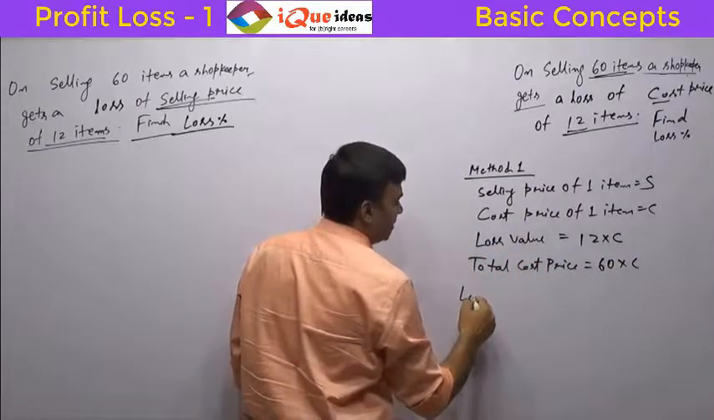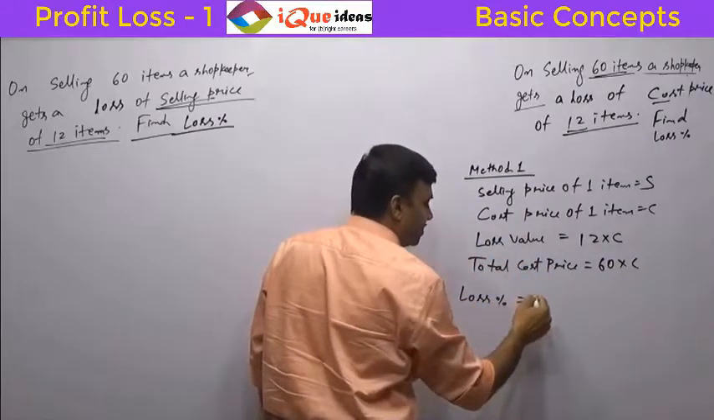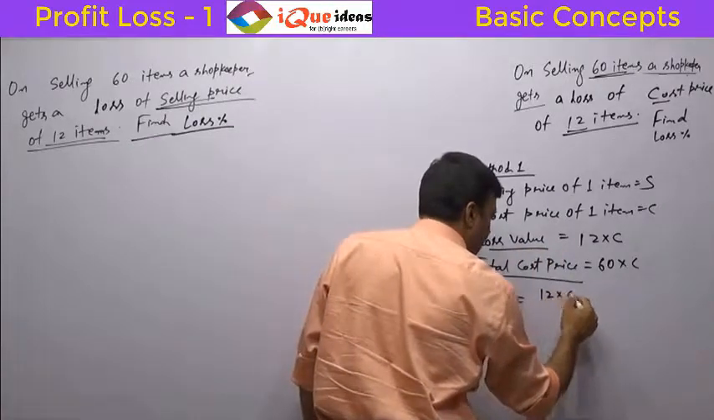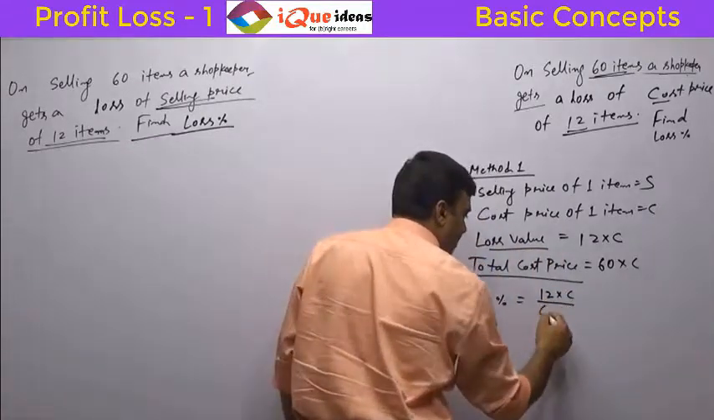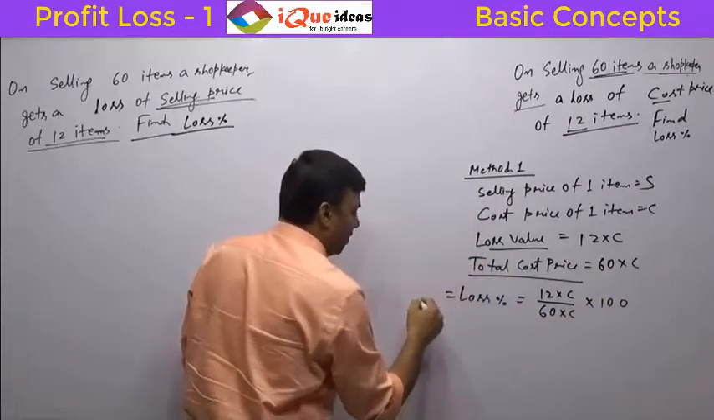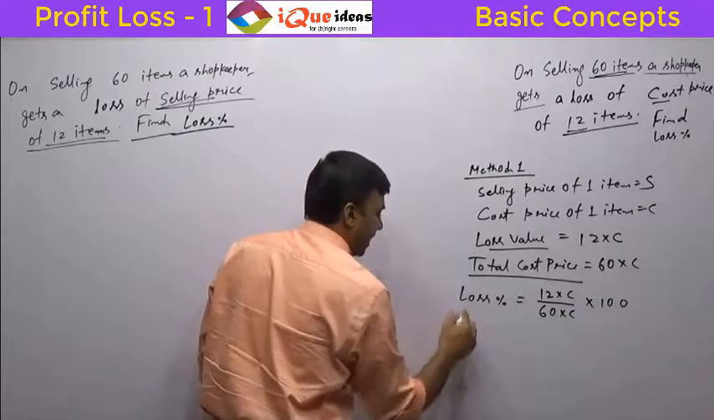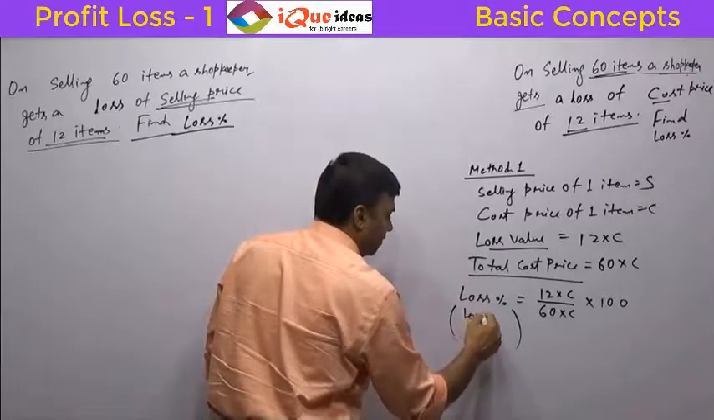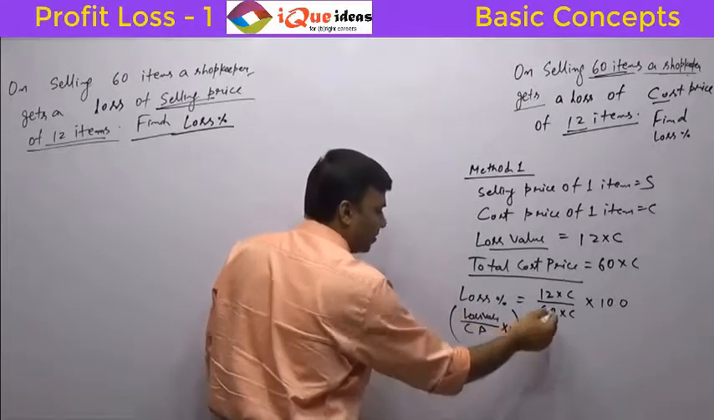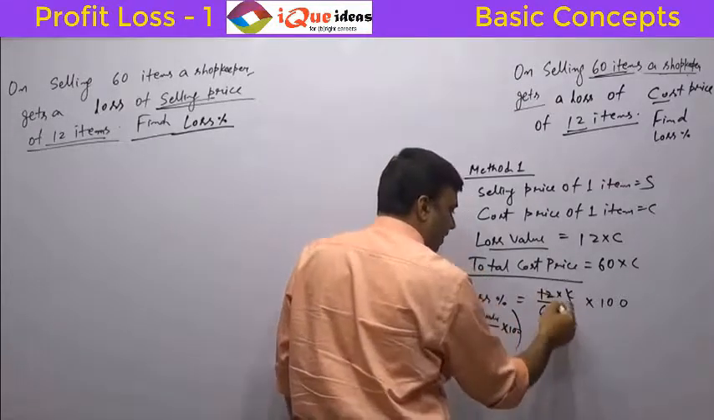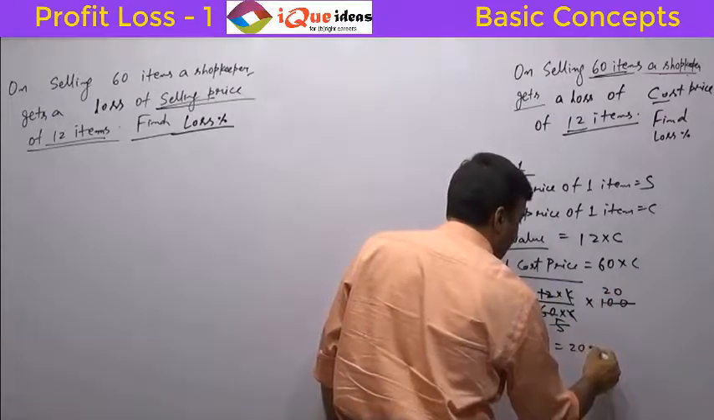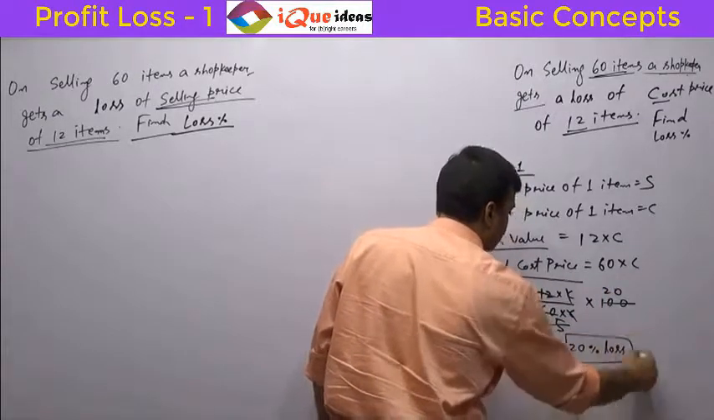And to find a loss percentage, we don't need selling price. So we just need total cost price and the loss value. So the loss value is 12 into C divided by the cost price, which is 60 into C, into 100. How do you calculate loss percentage? You calculate loss percentage as loss value divided by cost price into 100. Right? That's what we did here. C and C cancel, 12 5s and 5 cancel 100, 20 times. So it is 20% loss. Alright.